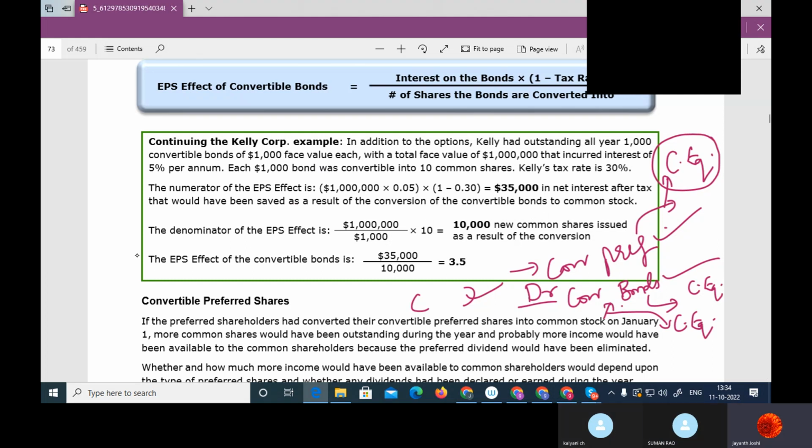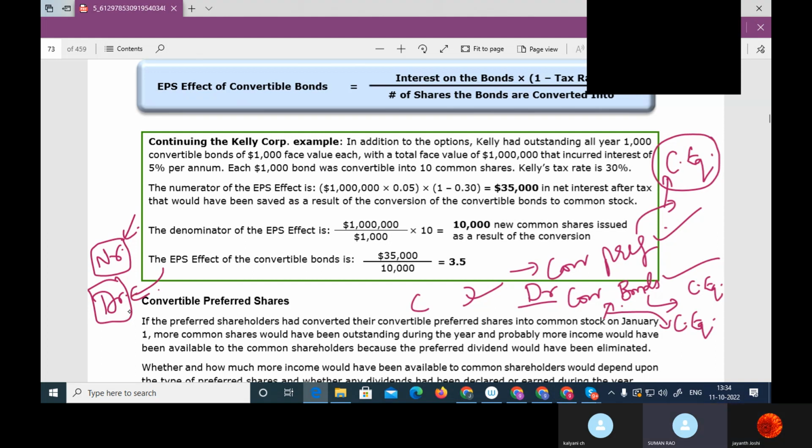So in the numerator, you will be adding what you were supposed to pay to the bond holders to the equity holders. That's called the numerator effect. And the denominator effect is whatever the convertible bonds or preferred stock had been converted into equity, that will add up to the existing equity. So you have to add that in the denominator.